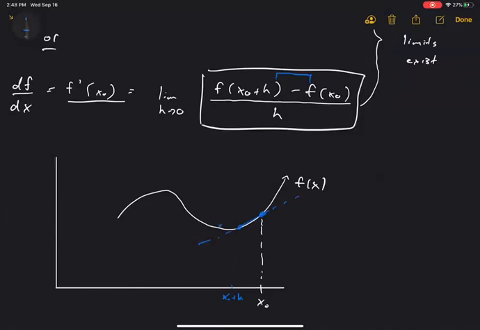And really the derivative is considering a lot of these lines, a lot of these slopes. And we're taking the limit as the distance between our points gets smaller and smaller. That limit will give us the slope of the tangent line, the line tangent to our curve at that point x0. So if our function is differentiable, there's only going to be one tangent line, and the derivative is going to be the slope of that tangent line.